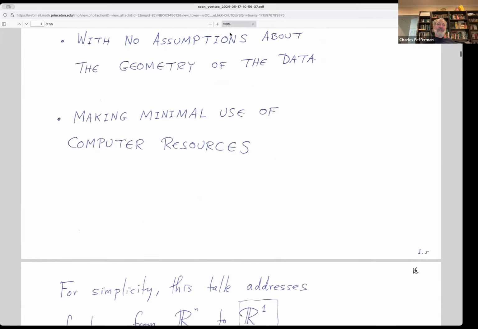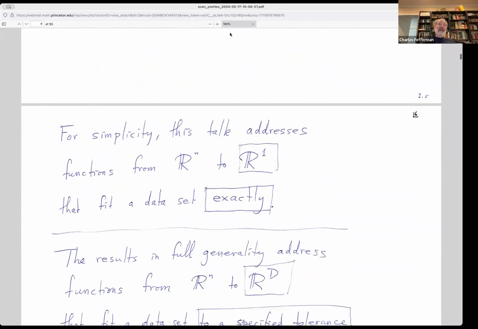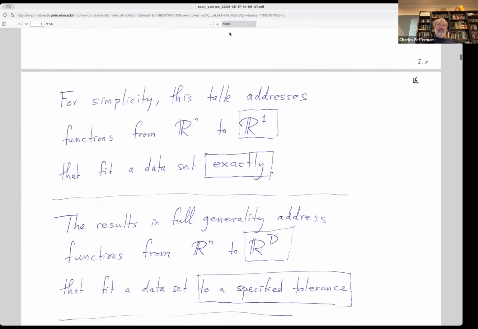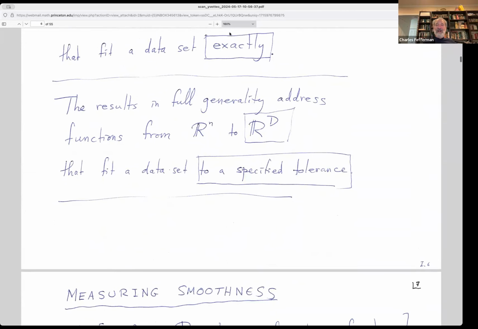For simplicity, this talk is going to talk almost entirely about functions from Rn into R1 that fit a data set exactly. But in full generality, the results pertain to functions from Rn into Rd that fit a data set to a specified tolerance, and we'll briefly touch on that at the end if there's time.